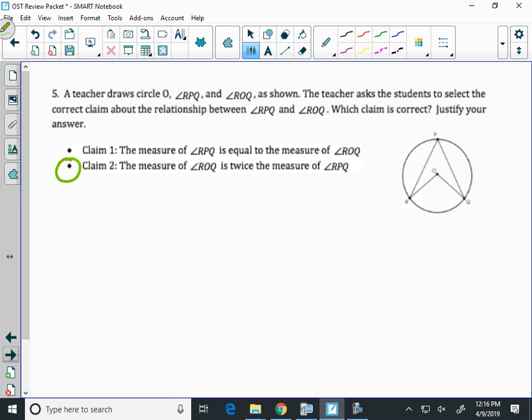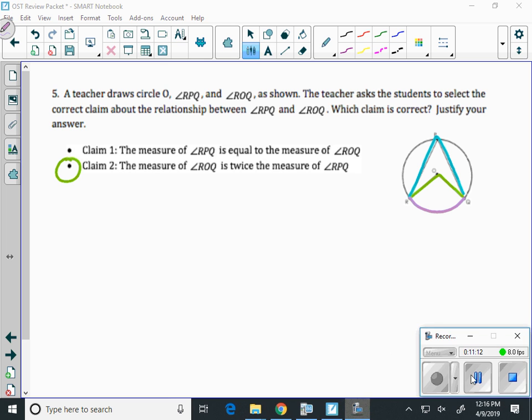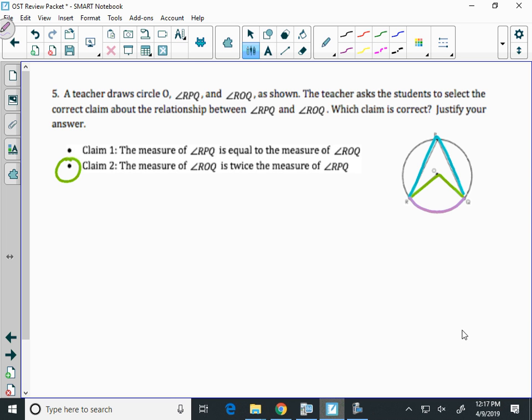Because if we look, ROQ is a central angle. RPQ is an inscribed angle, and they're intersecting the same arc. Well, what do we know about the relationship between a central angle and the arc? They're what? It's the same, right? So hypothetically, if the arc is 30, what's the angle going to be? 30.